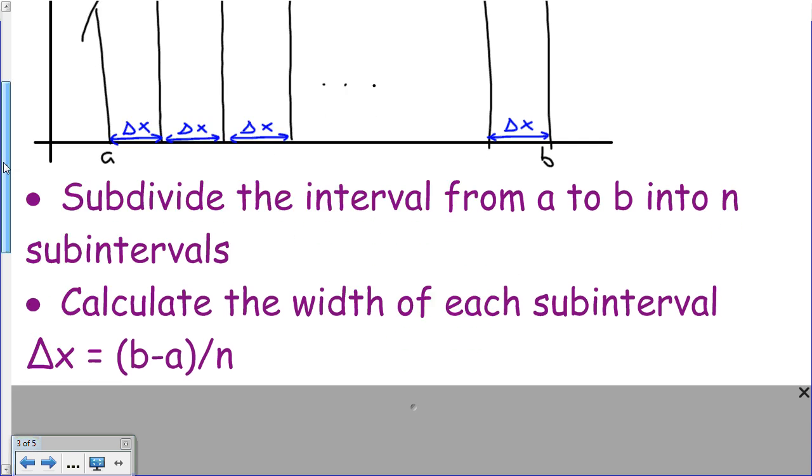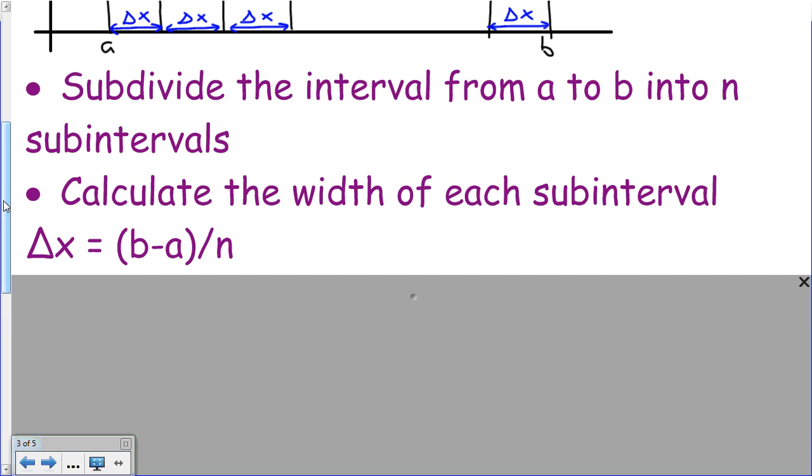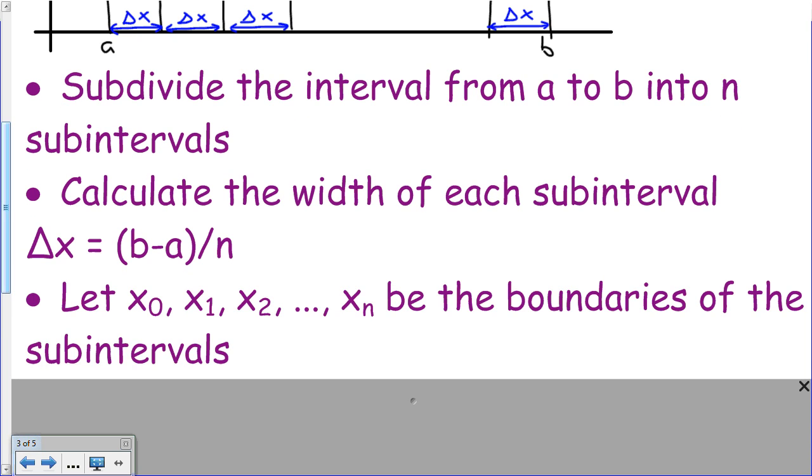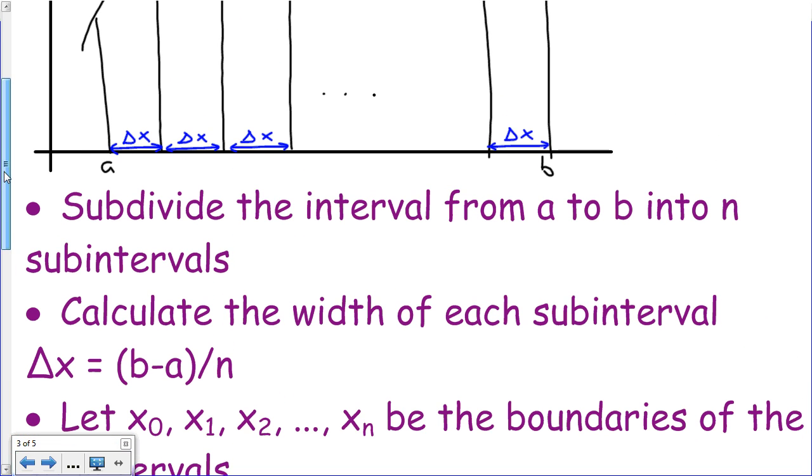All right, let's take a look at the next step of our process here, to help us with finding the area of each trapezoid, or the naming of the parts that we need. We're going to name these points at the ends of our subintervals. Let x sub 0, x sub 1, x sub 2, all the way up to x sub n be the boundaries of these subintervals. So we'll go ahead and name these.